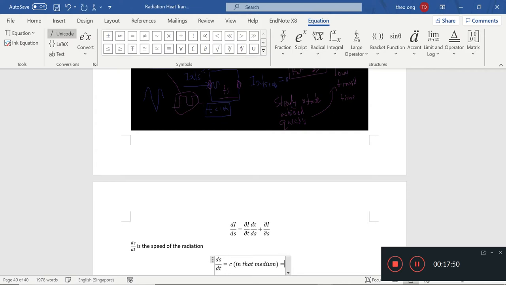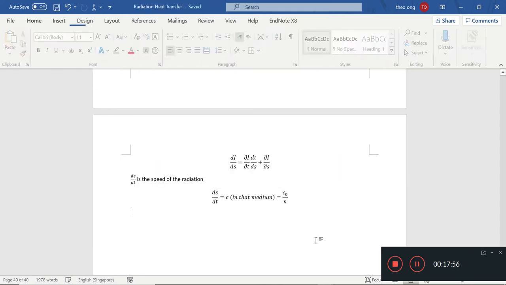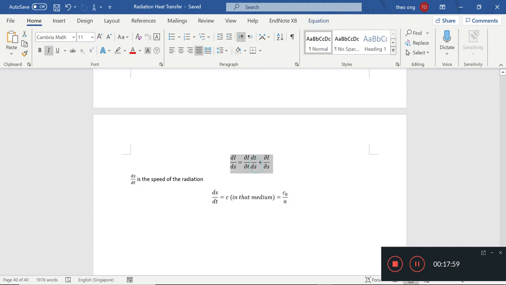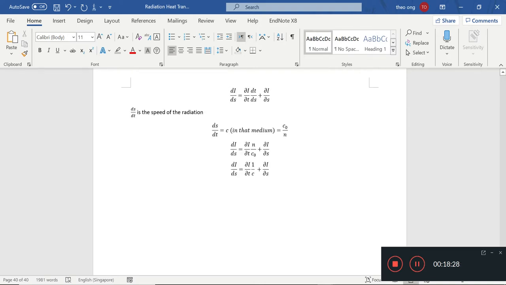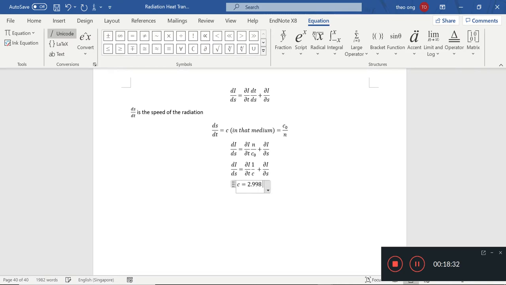And this is equal to c naught divided by the refractive index, if you want to be so precise. So dt/ds equals n divided by c naught, or the other way to write it is just 1 over c. And we know that c is an unusually big number, by human standards anyway. c equals 2.998 times 10 to the power of 8 meters per second, right?